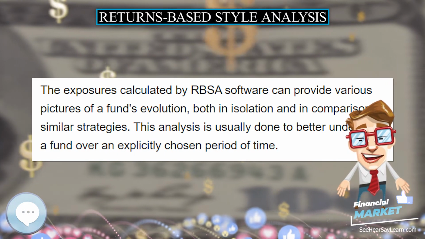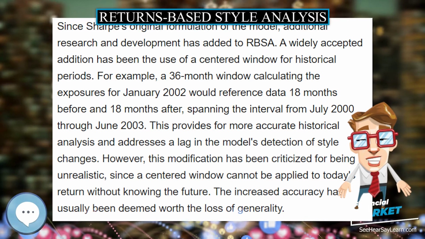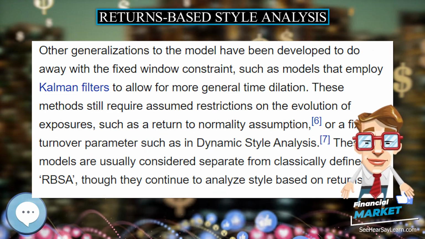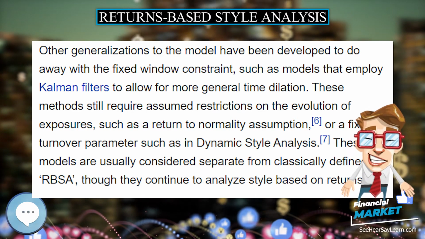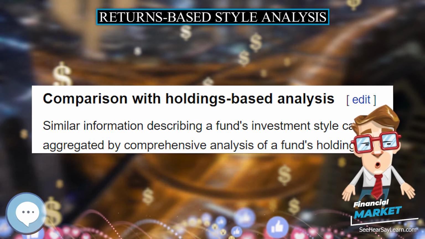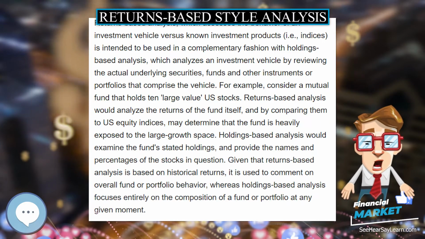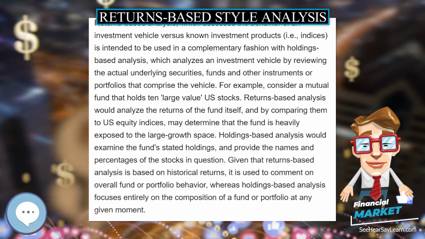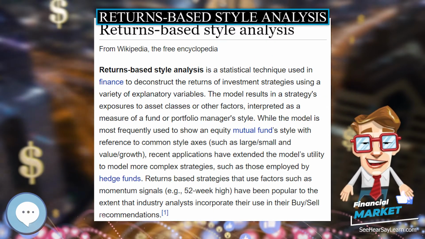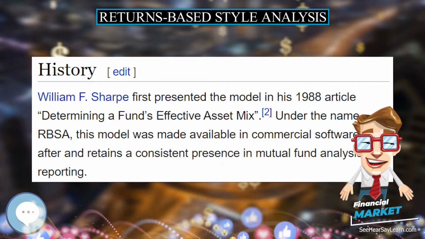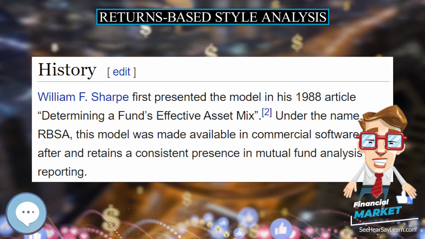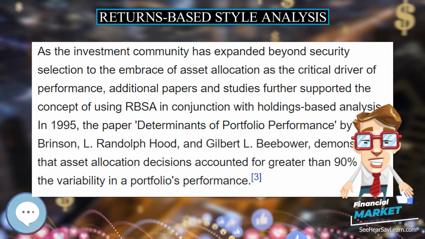Application. Application of the model involves repeated regressions over overlapping windows to compute an alpha and vector of betas for each, resulting in a statistical picture of a manager's style. Since 1992, this computation has been a feature of mutual fund analysis software produced by companies such as Lipper, MPI, Zephyr Associates, and Morningstar. The exposures calculated by RBSA software can provide various pictures of a fund's evolution, both in isolation and in comparison to similar strategies.